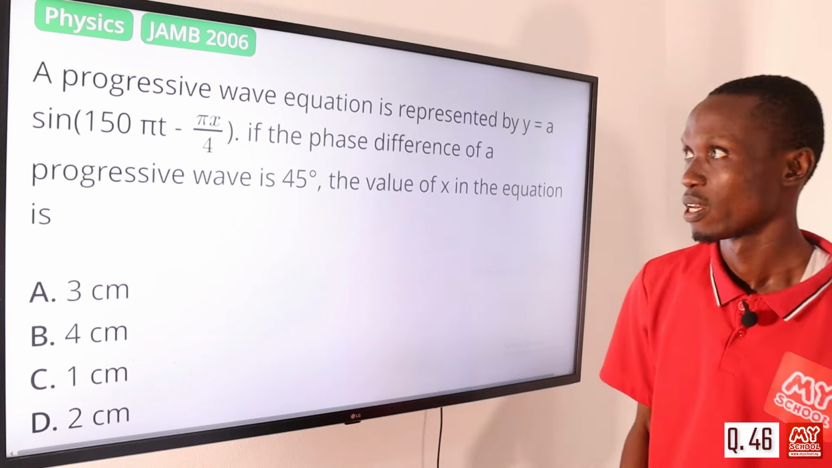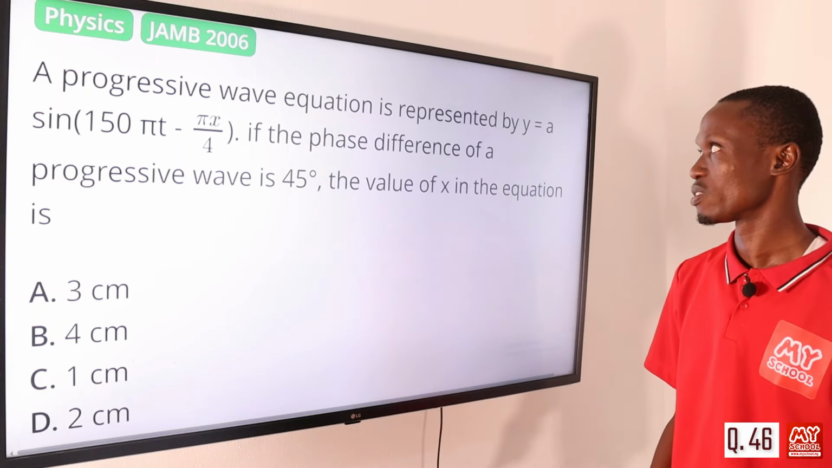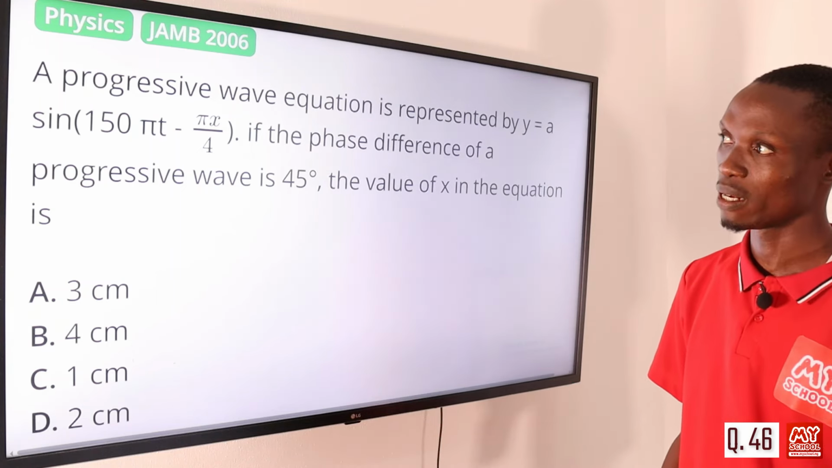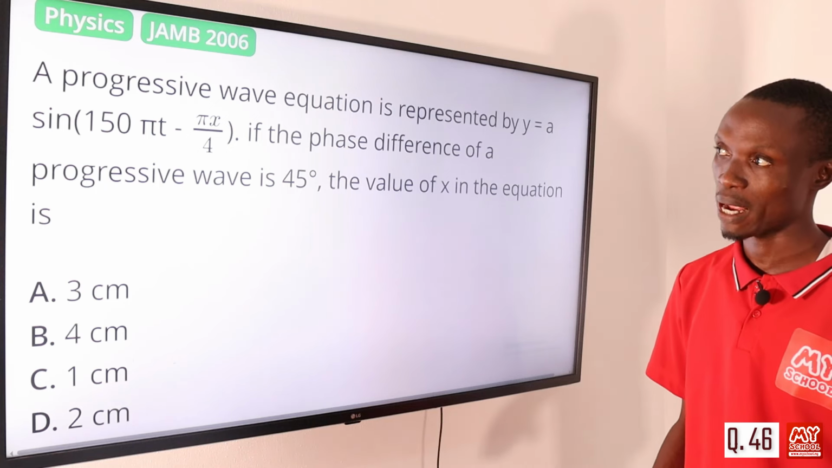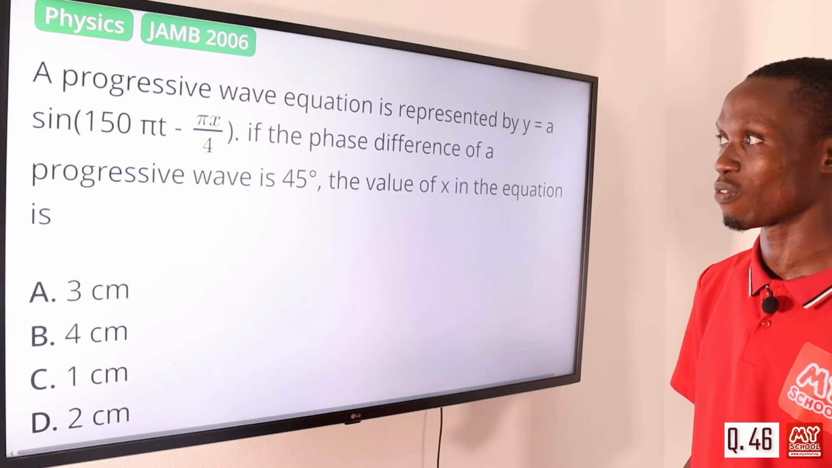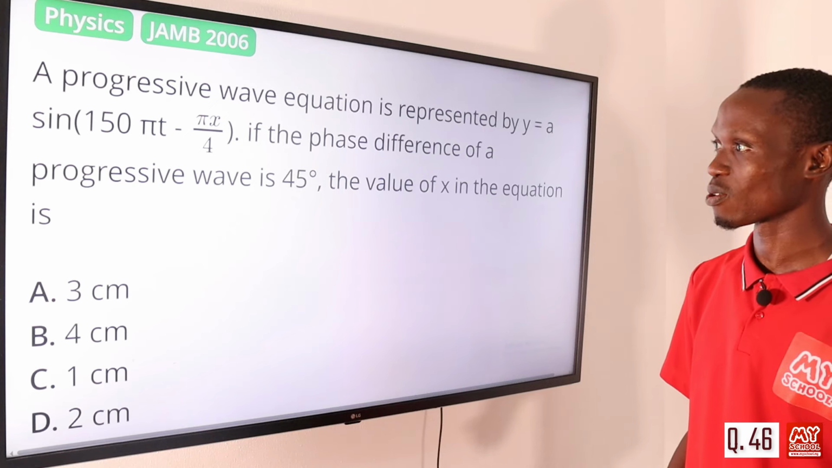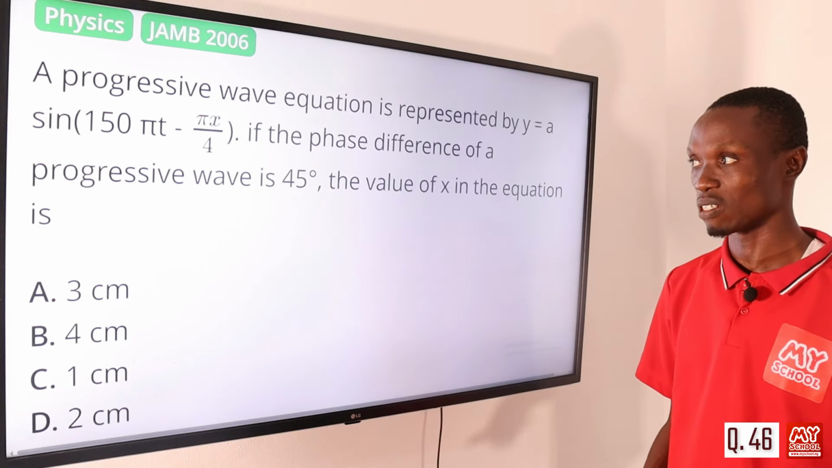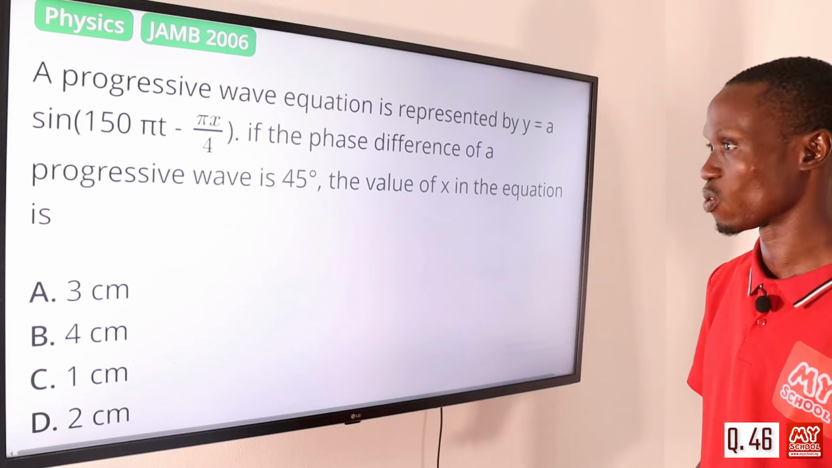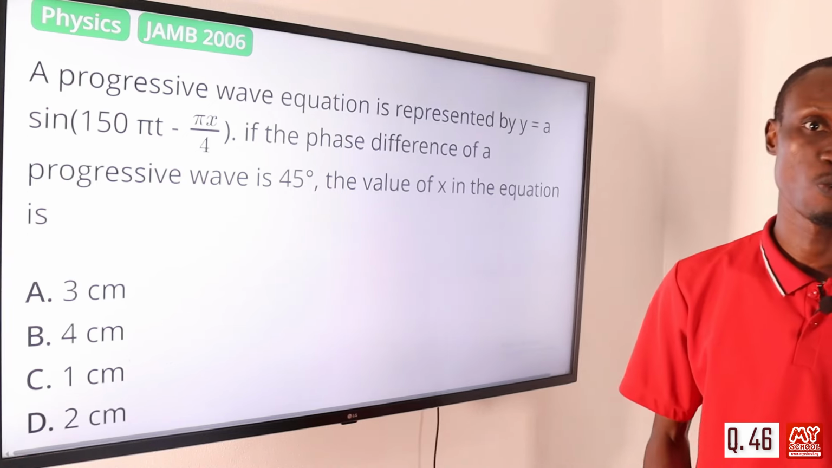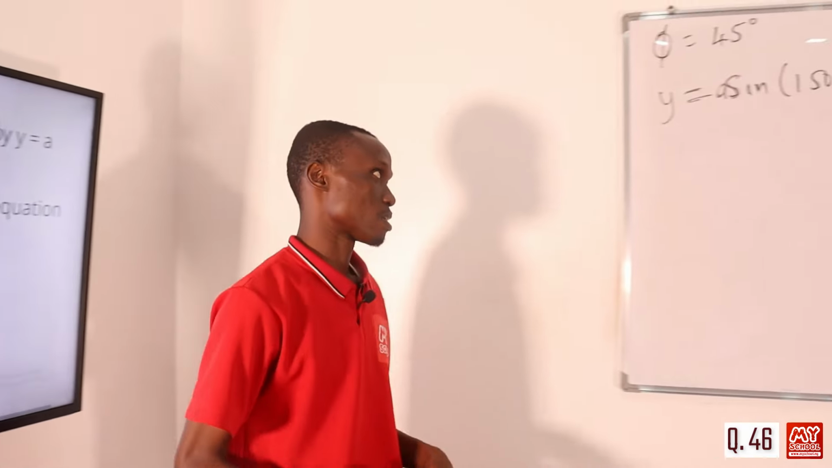Question 46. A progressive wave equation is represented by y is equal to a sine in bracket 150 pi t minus pi s all over 4. If the phase difference of a progressive wave is 45 degrees, the value of s in the equation is. So let's move over to the board to provide answer to this question.